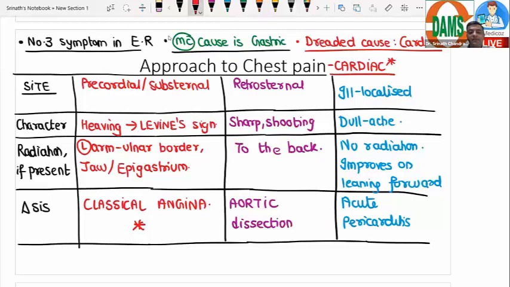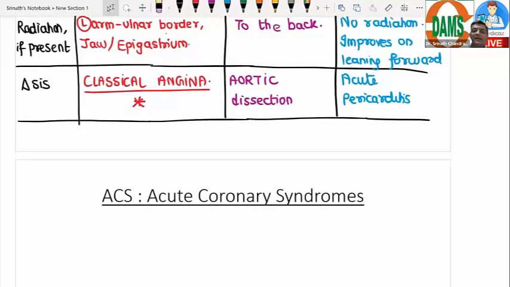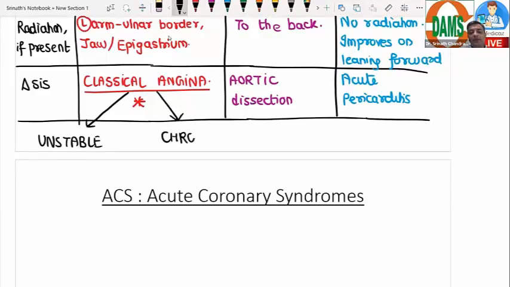So what are the types? What are the clinical subtypes of classical angina? Classical angina can present as unstable angina, or it can present as chronic stable angina. Classical angina means it is due to coronary artery disease.